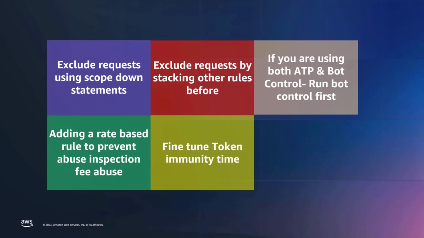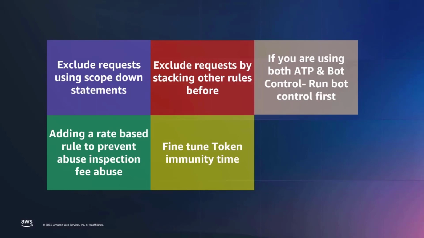Further, to reduce operating cost and improve your end user experience, tune your token management immunity time to the longest that your security requirements allow. If you do that right, this keeps the use of captcha, puzzles, and silent challenges to a minimum, so they don't keep on running. That's one way to save money.